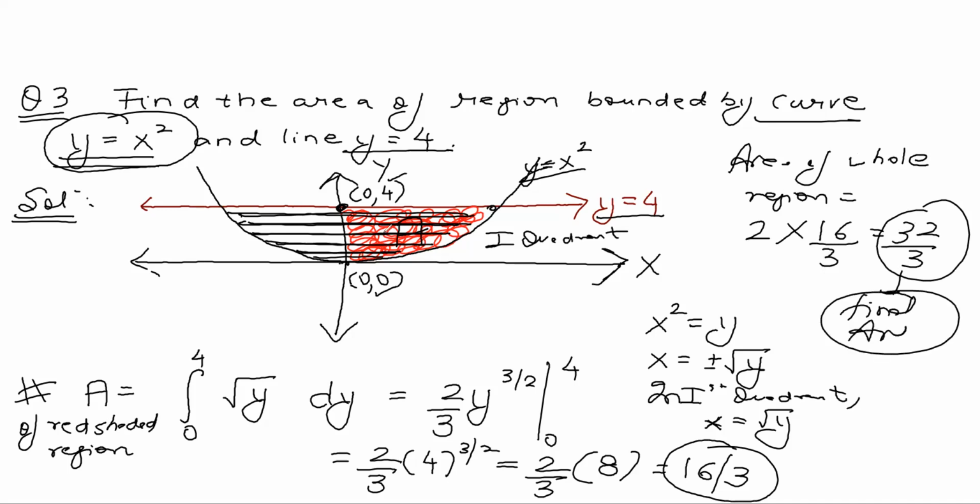Guys, the red shaded region has an area of 16 by 3. We need to find the area of this whole dark shaded region. So this will be 2 times the area of the red shaded region, which is 2 times 16 by 3, which is 32 by 3. So again, hoping that all students have understood this and you are clear with this.